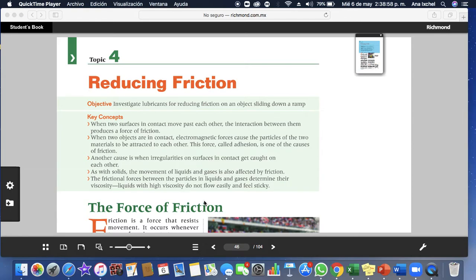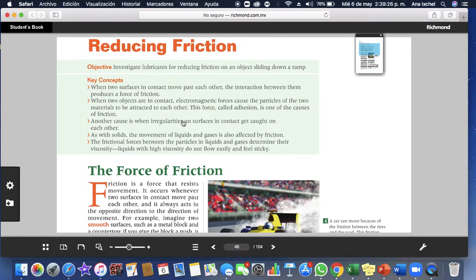For today's lesson, we are going to talk about reducing friction, which is the topic from your physical book. This is for second grade and is topic number 4. Let's check the objective for this lesson: investigate the lubricant for reducing friction of an object sliding down a ramp.